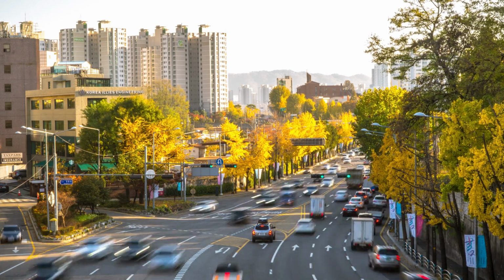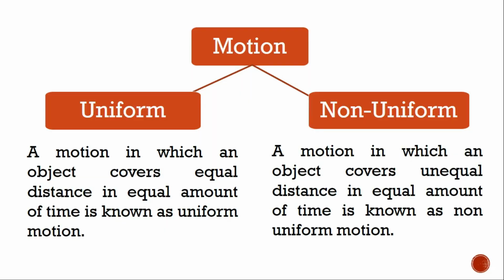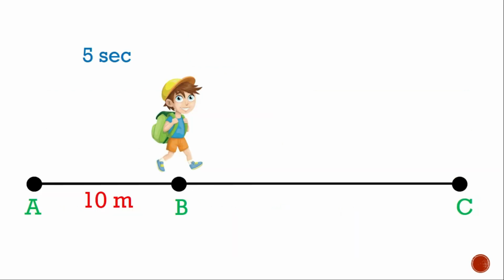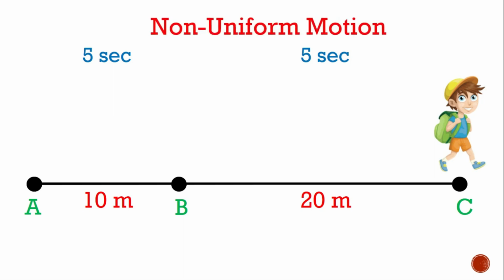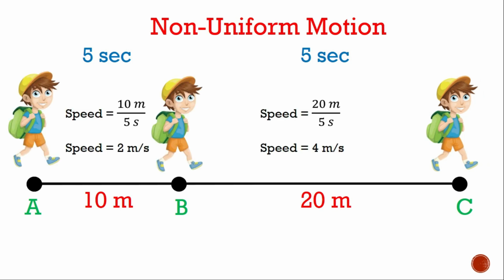So this type of motion in which the speed changes from time to time is known as non-uniform motion. It is a type of motion in which unequal distances are covered in equal amount of time. In our previous case, suppose the boy after moving 10 meters in the first 5 seconds would have moved 20 meters in the next 5 seconds, then this would be a non-uniform motion in which the speed is changing every single time, which in this case is 2 meters per second from A to B and 4 meters per second from B to C.